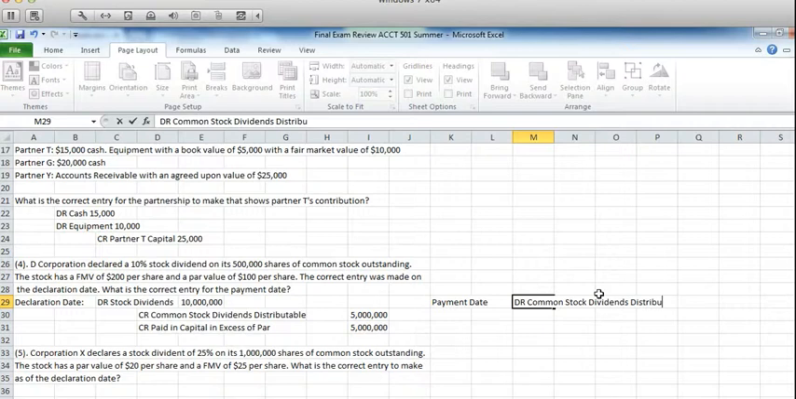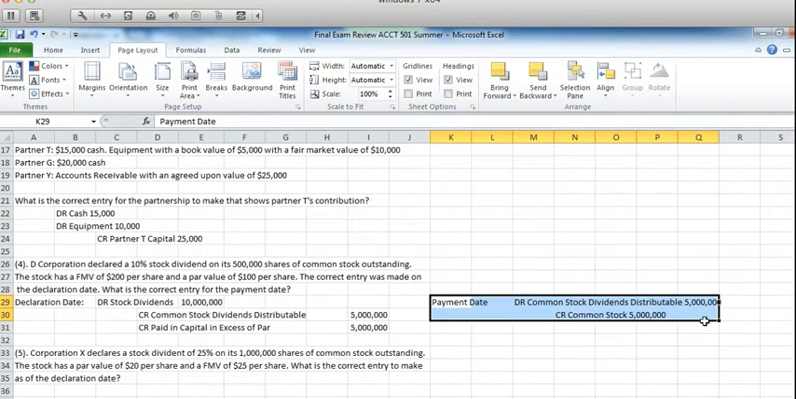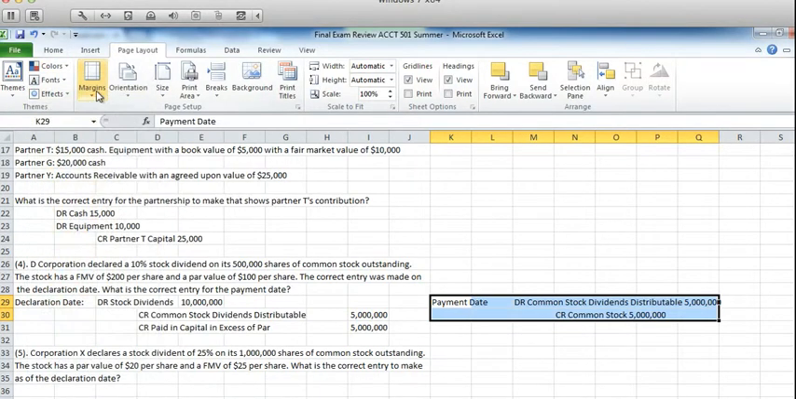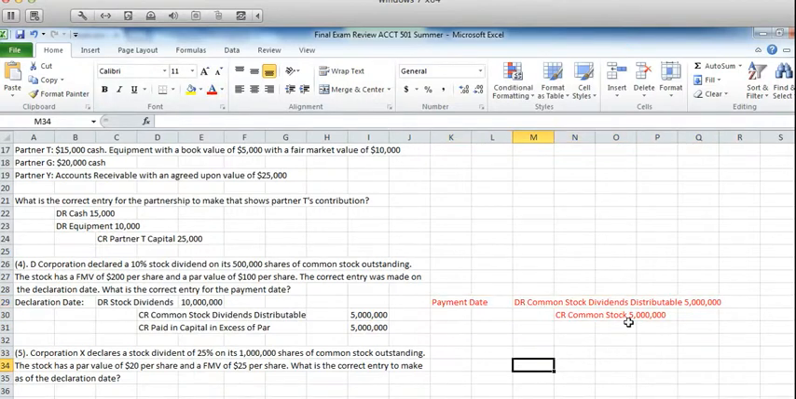So we'll have a debit to common stock dividends distributable, 5 million, and credit common stock, 5 million. Okay, so this right here, I'll put it in red. That's the right answer for this question.